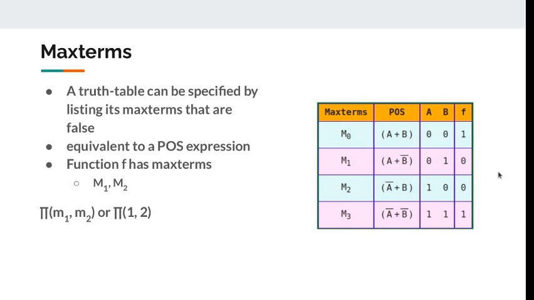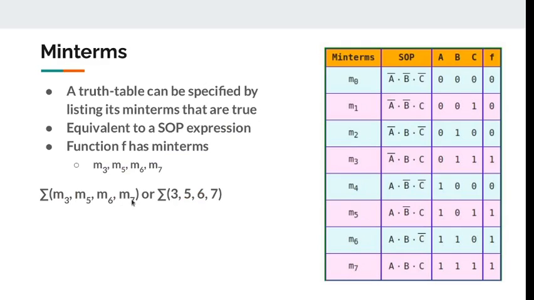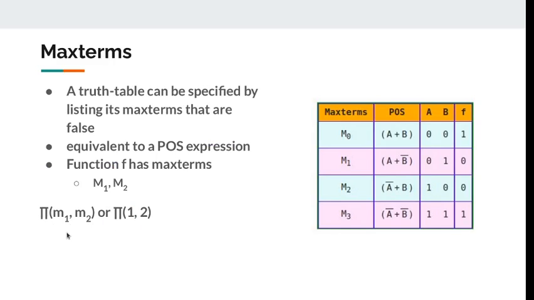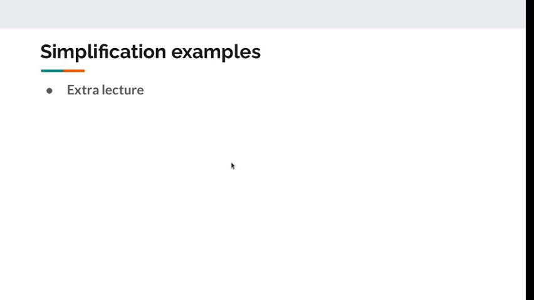In this case, this function here has the Maxterms M1 and M2, and we use the product symbol here. I forgot this name. It's the product of Maxterm 1 and Maxterm 2. So product of 1 and 2, instead of having the sum of the Minterms, we are going to have the product of the Maxterms. And remember, the terms within each Maxterm are ORed together, so it's an addition, it's plus. So that's two ways of representing equations.